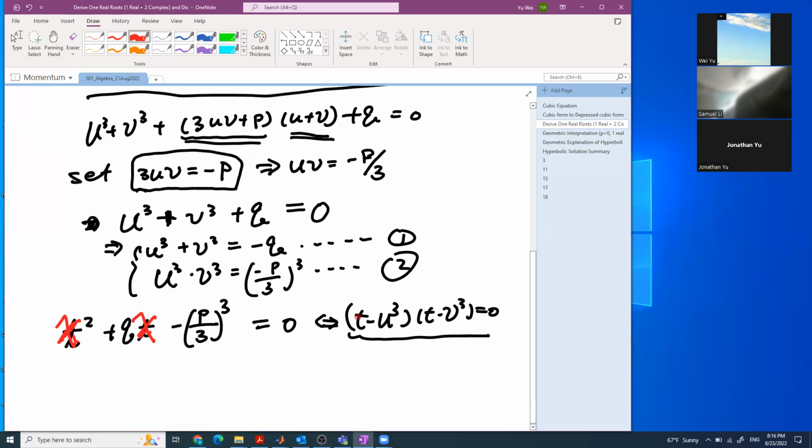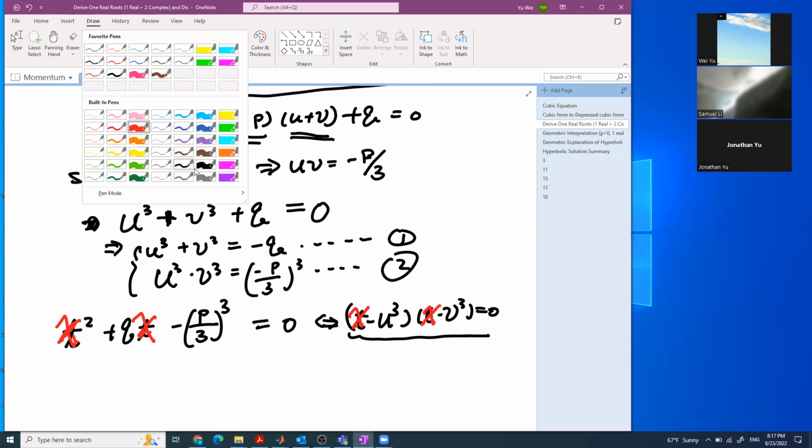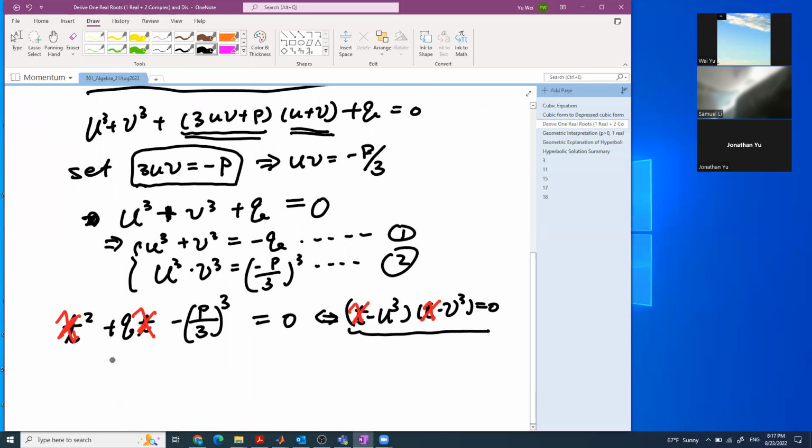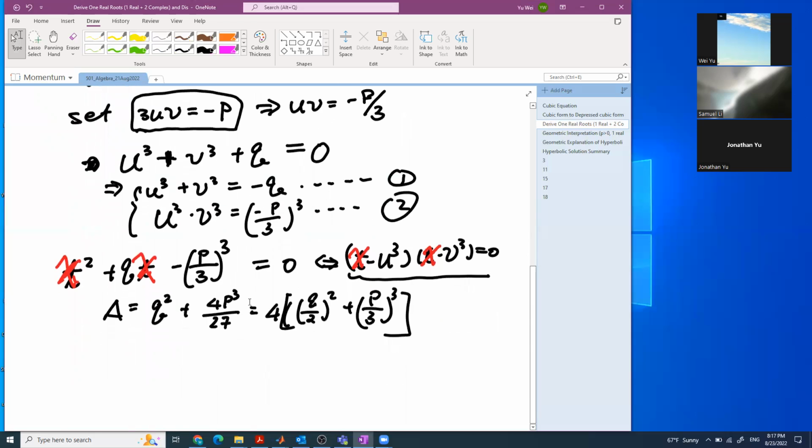You can solve the equation. Yes. This is the x, right? Basically, we're converting the cubic equation into a quadratic equation, right? For the quadratic equation, the discriminant is q squared plus 4p cubed over 27. Yeah, over 27. We can write it as 4 times (q over 2) squared plus (p over 3) cubed. Okay, now it's very standard, right?